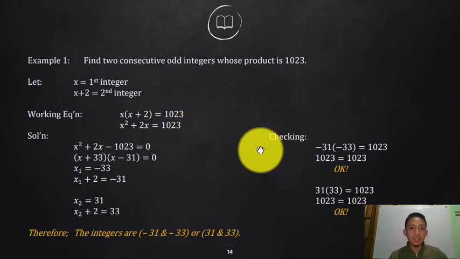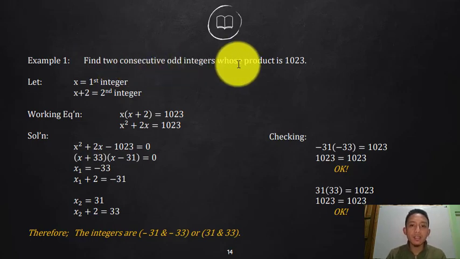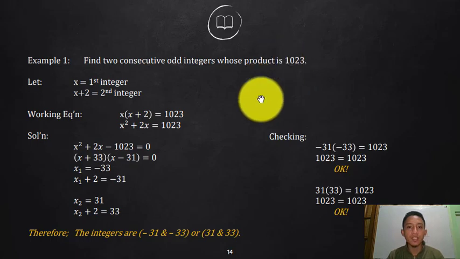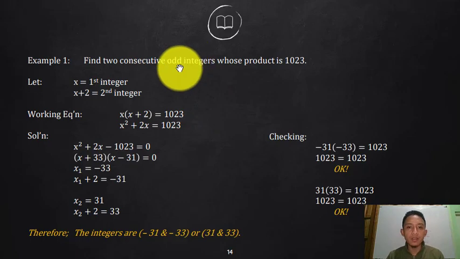Maybe let's just have 2 examples only for this, since the procedure is the same, only a different equation, a different degree of equation. So first problem: find 2 consecutive odd integers whose product is 1023. So 2 consecutive integers. Please take note of this. This is a common problem. We are talking of integers. If we say integers, that could be a positive or negative number, okay? But please do not forget this.